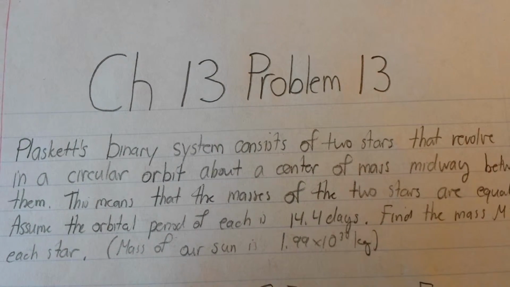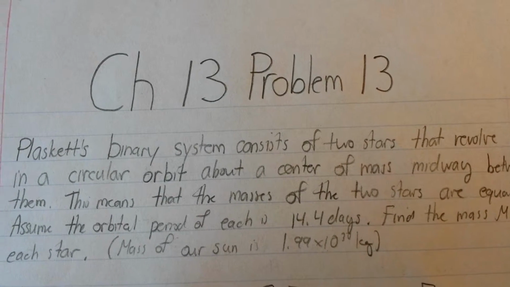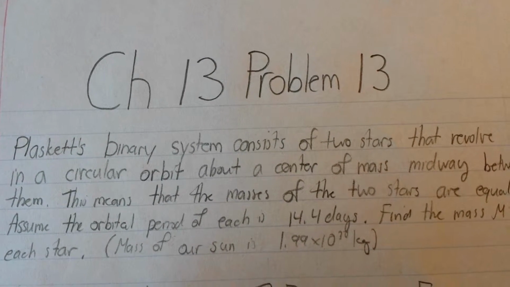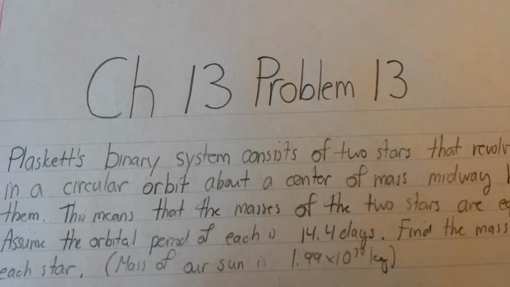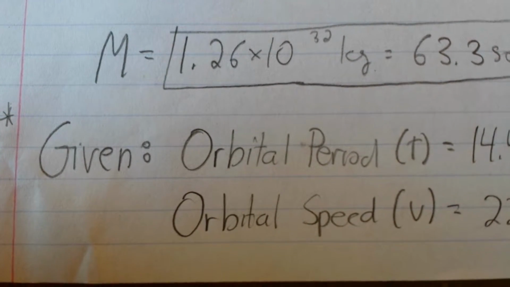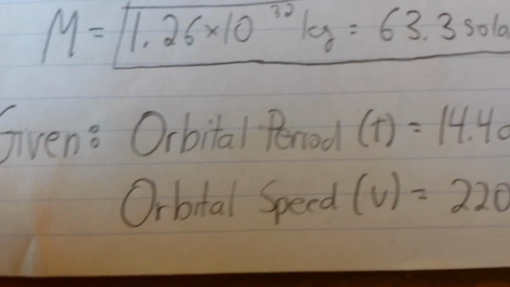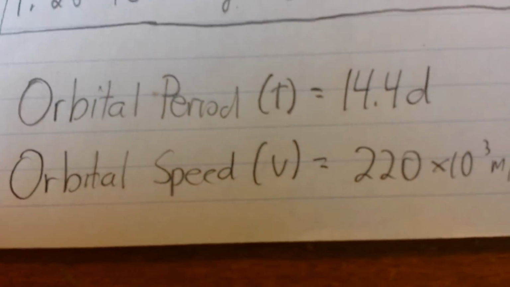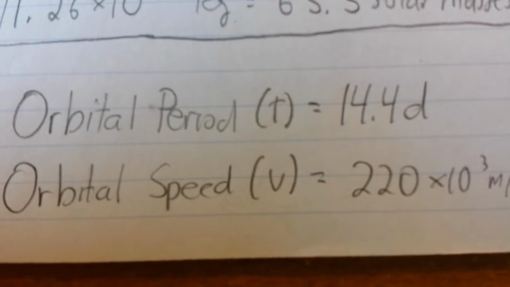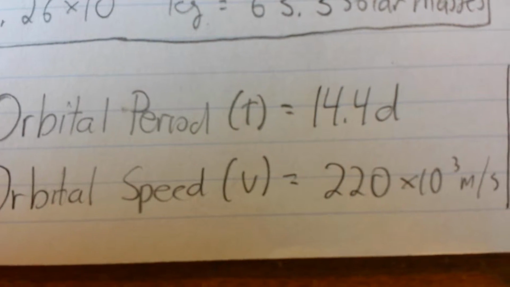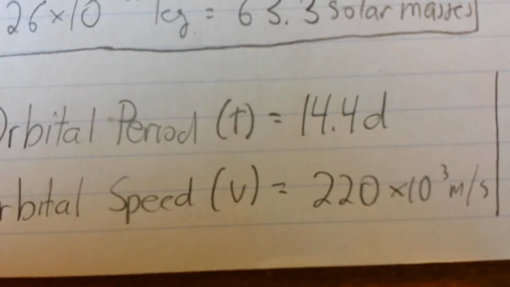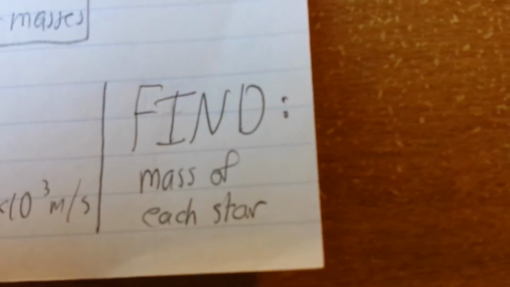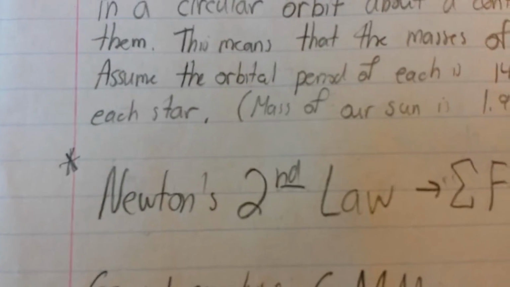And they tell you that the mass of our sun is 1.99 times 10 to the 30th kilograms. So what we're given is that the orbital period is 14.4 days. The orbital speed, based on the diagram, is 220 times 10 to the third meters per second. They want you to find the mass of each star.